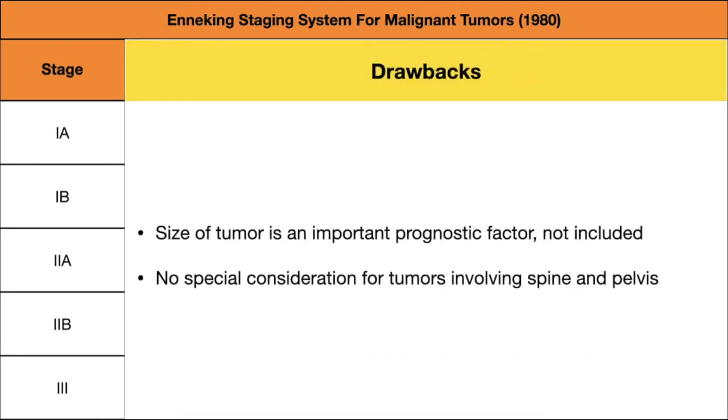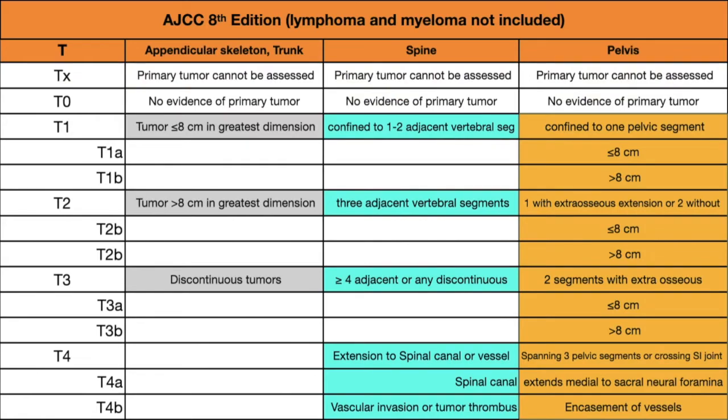But the Enneking system had drawbacks. The size of the tumor is an important prognostic factor, and they had not included the size in their classification, so it was a drawback. And there was no special consideration for tumors involving spine and pelvis because of the shape and the anatomy. They need separate consideration. So the AJCC 8th edition is the classification now used for tumor staging. Lymphoma and myeloma are not included in this classification.